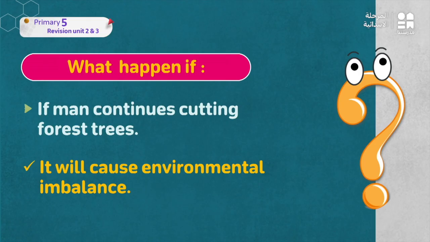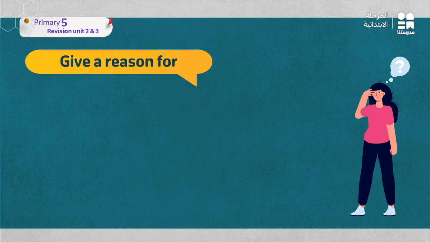Now another question. What happens if man continues cutting forest trees؟ لو احنا the man or the human كمل في ان هو يفضل يعمل cutting down the trees، ايه اللي هيحصل؟ For sure it will cause imbalance for the environment. So it will cause environmental imbalance and it will cause a disturbance. طيب, let's complete. Another question.